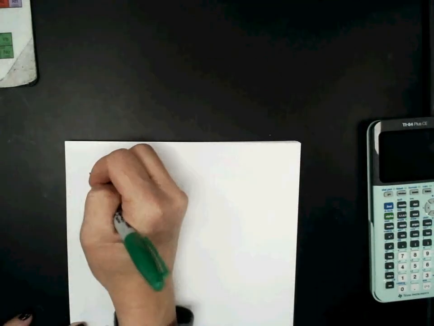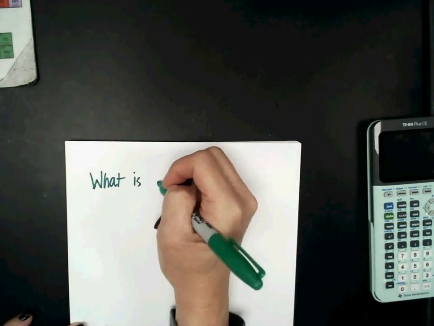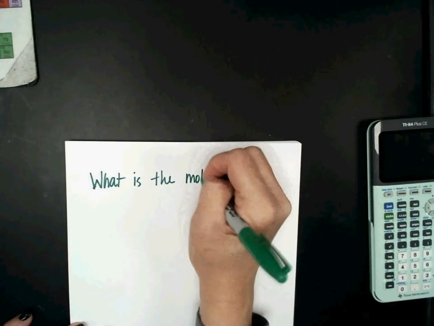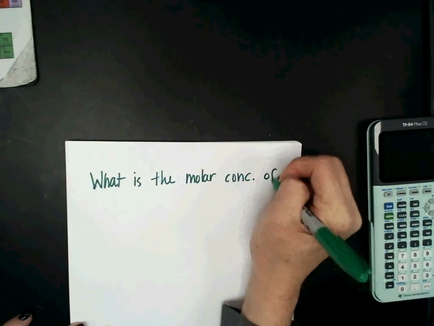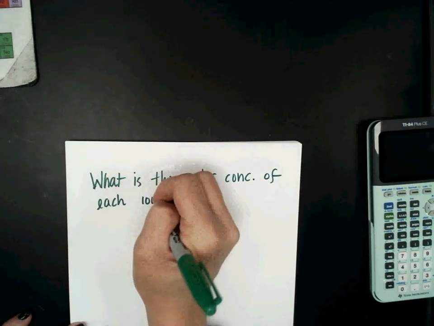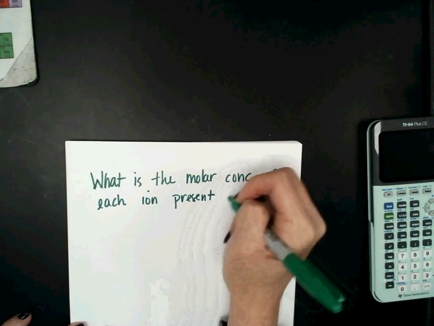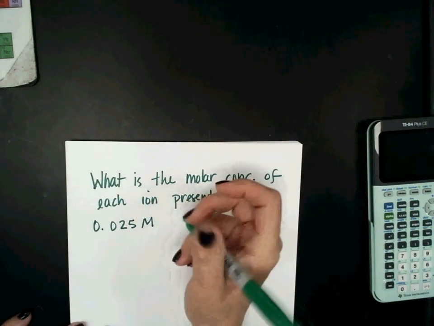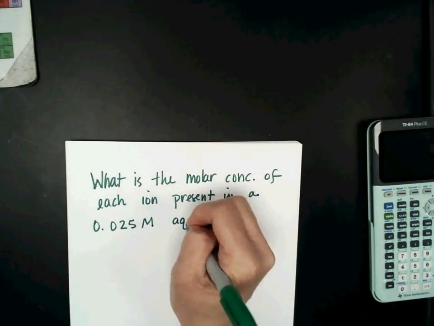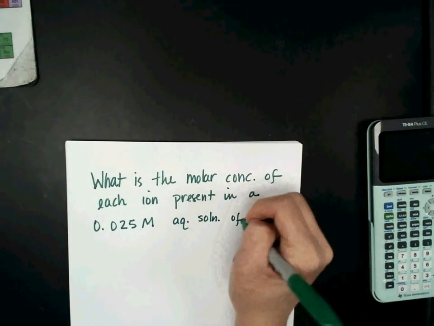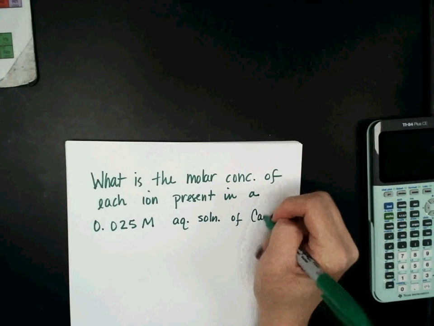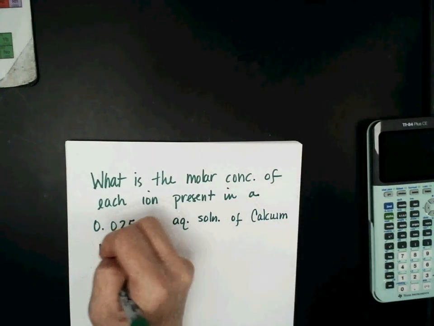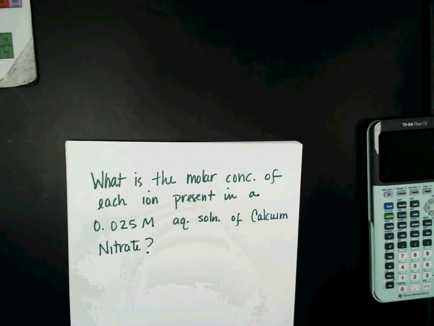Okay, see if you can do this one. What's the molar concentration of each ion present in a 0.025 molar aqueous solution of calcium nitrate? All right, you figure it out.